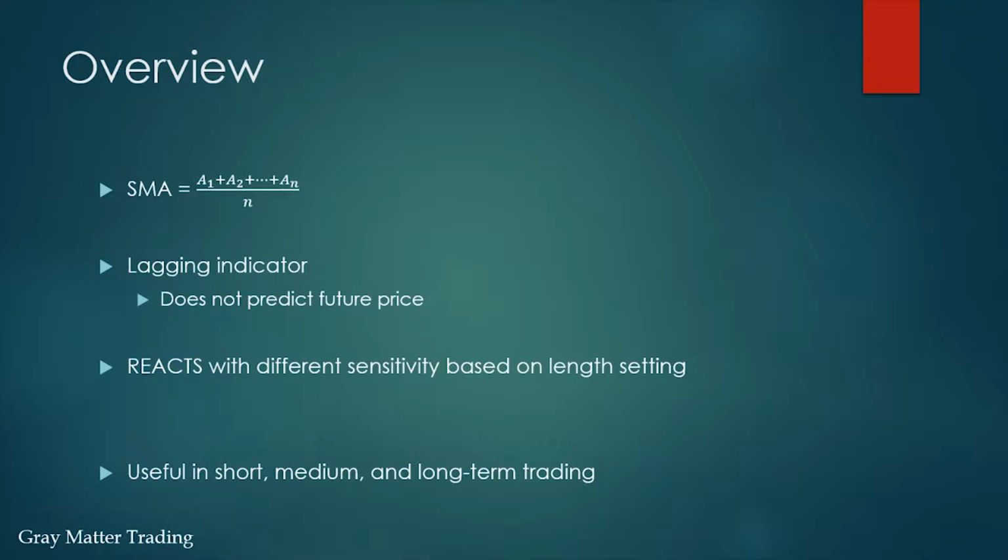Pretty simple. The SMA is a lagging indicator, which means that it's a result of the price and it does not predict future prices. How the SMA acts depends on what you have the length set to. Whether you're a day trader or a long-term investor, the SMA can really be applied to any time frame that you're looking at.